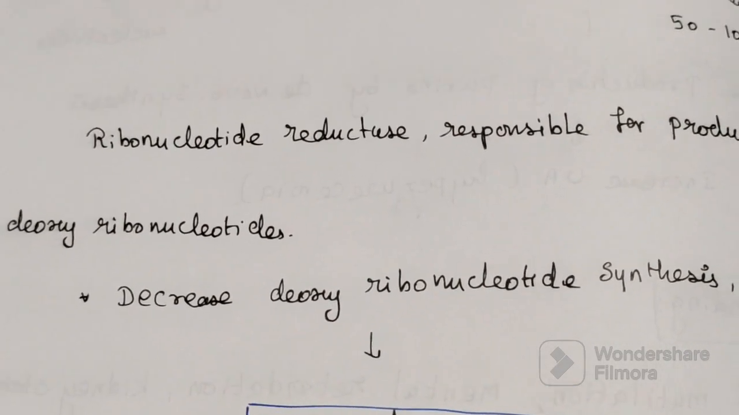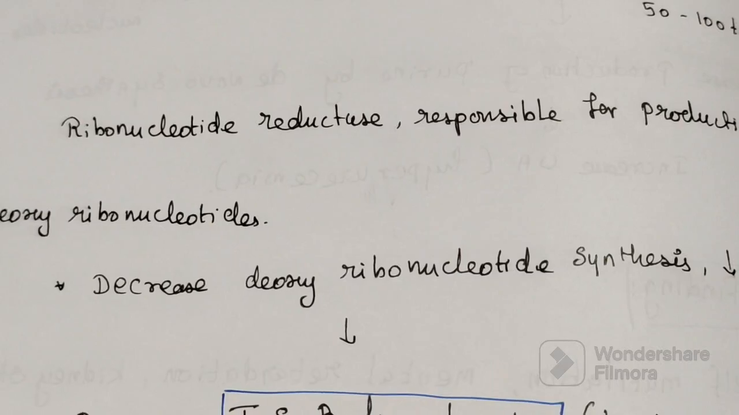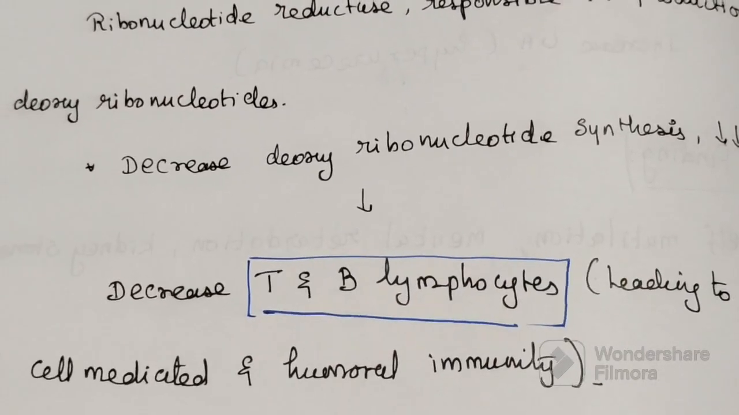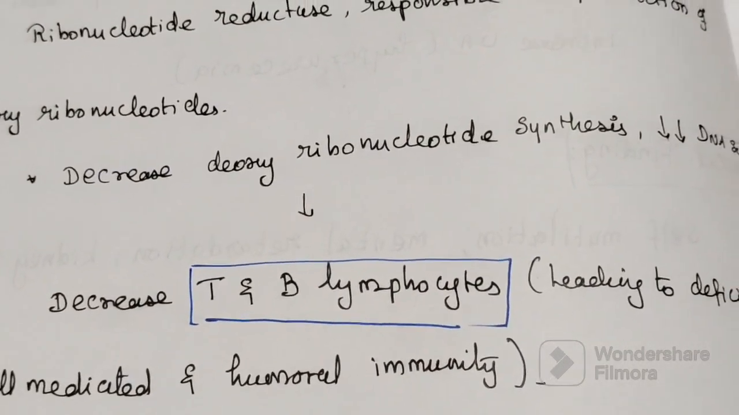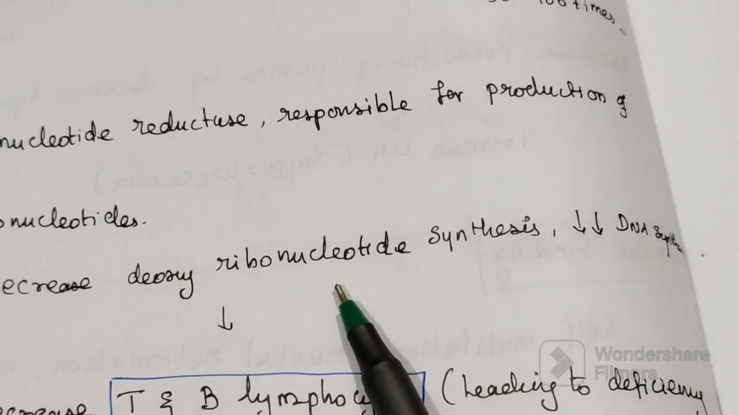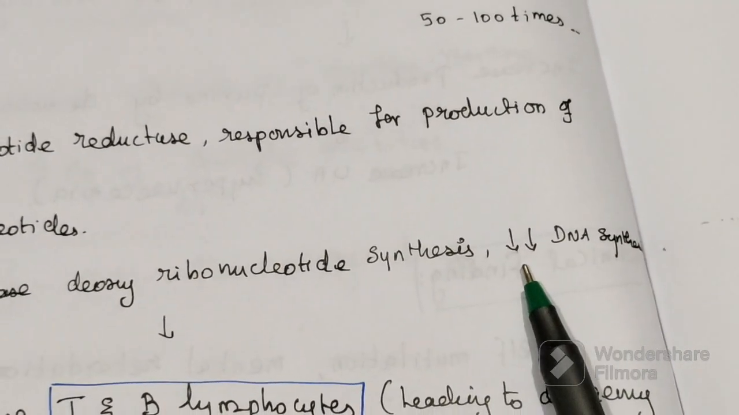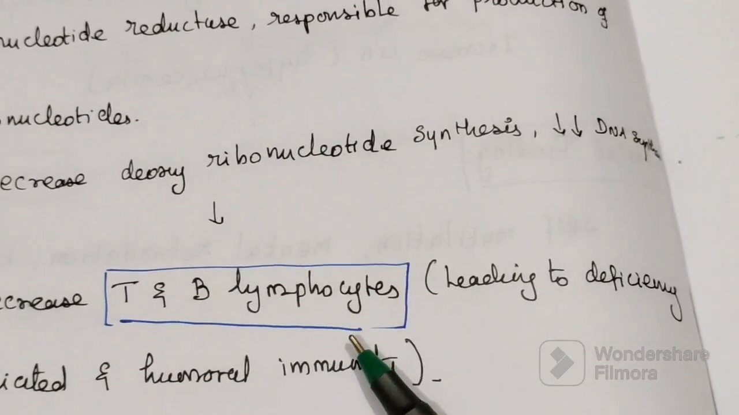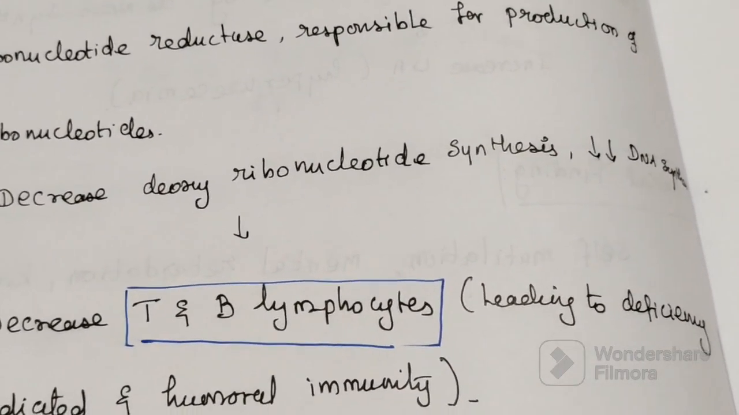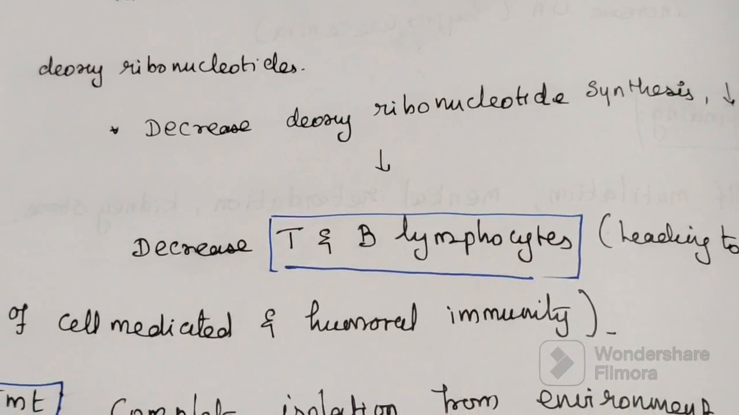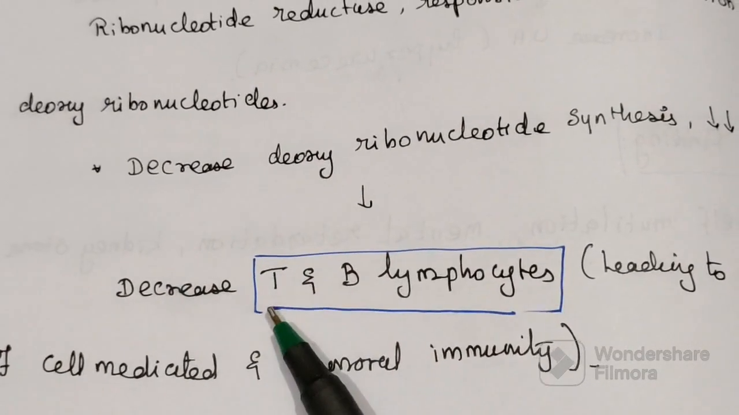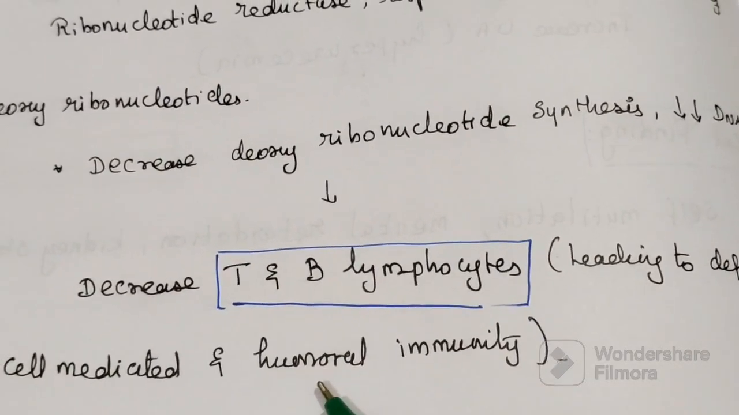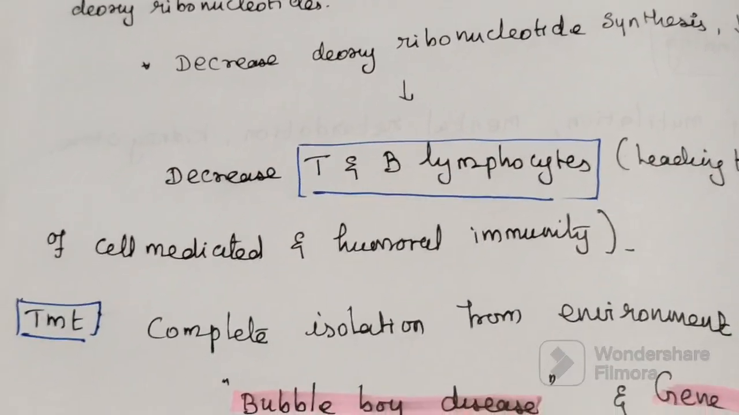Then there is decreased deoxyribonucleotide synthesis, meaning decreased DNA synthesis. So there is a decrease in T and B lymphocytes, leading to deficiency of cell-mediated and humoral immunity. It is a combined one: T cell mediated, B cell humoral. So it has the name severe combined immunodeficiency.